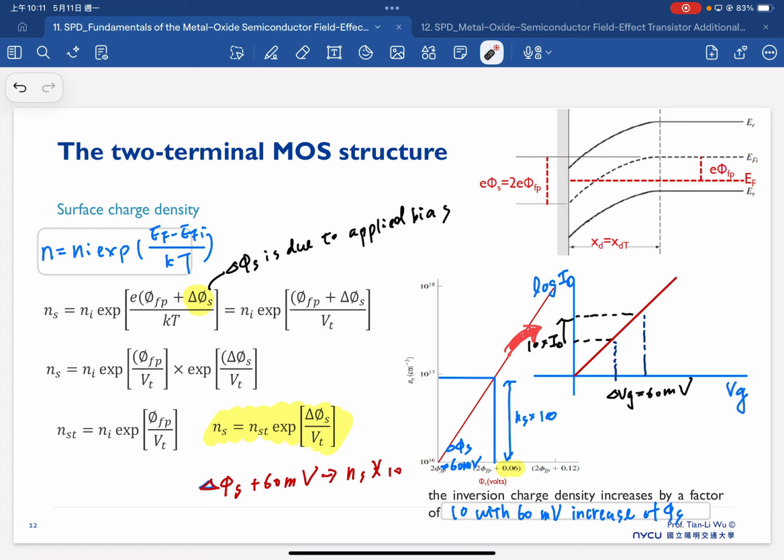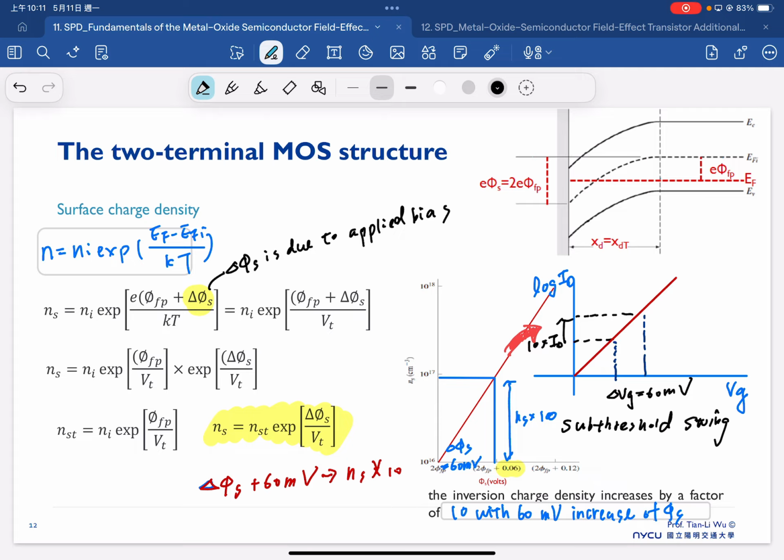And that in the end causes a fundamental limit, because log ID versus VG can be considered as one of our most important figures of merit, which is our subthreshold swing, which is the slope of log ID versus VG, and that we normally call SS.